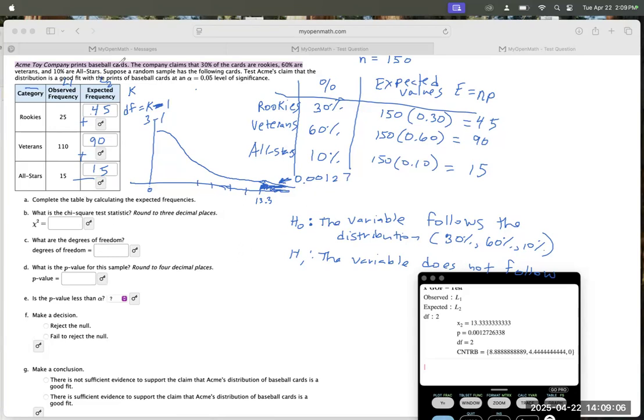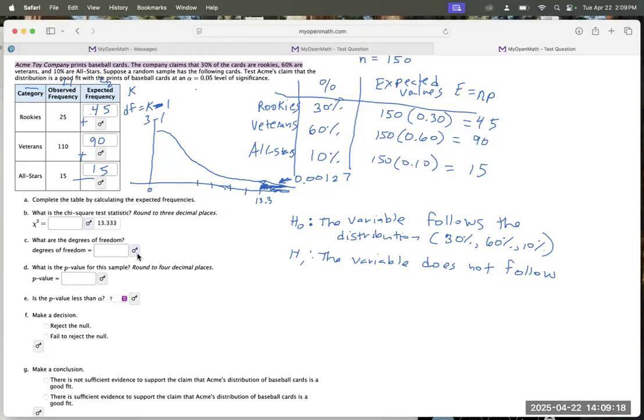Let's enter in all these and double check our answers here. This should have been 13.3, and it is. And then this should be 2, which it is. And then it should be 0.0013. I had 0.00127, but they rounded it to 4 decimal places, adding 1 to the 2, so it became 0.0013.